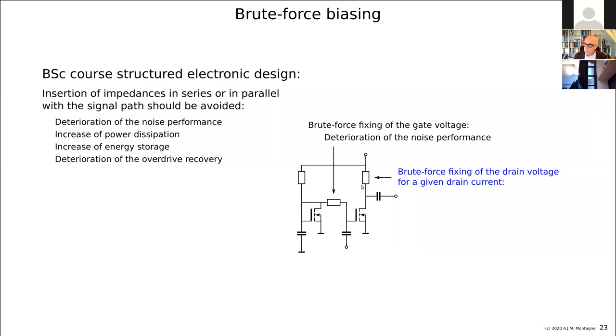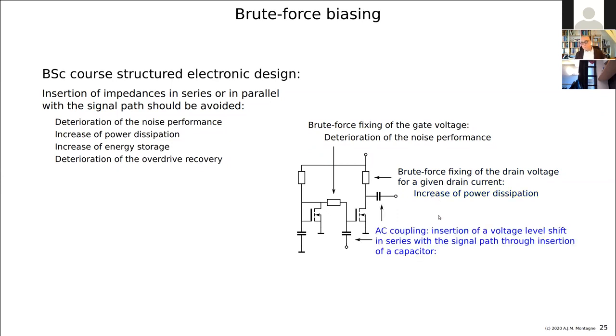So this is a way of brute forcing it. If the value is not deviating that much, then the resistor breaks the orthogonality between voltage and current, and you fix the voltage here. That's a brute force technique. But this resistor, since this is the output, is in parallel with the signal path, and it increases the power dissipation. The AC coupling itself is also a kind of brute force technique.